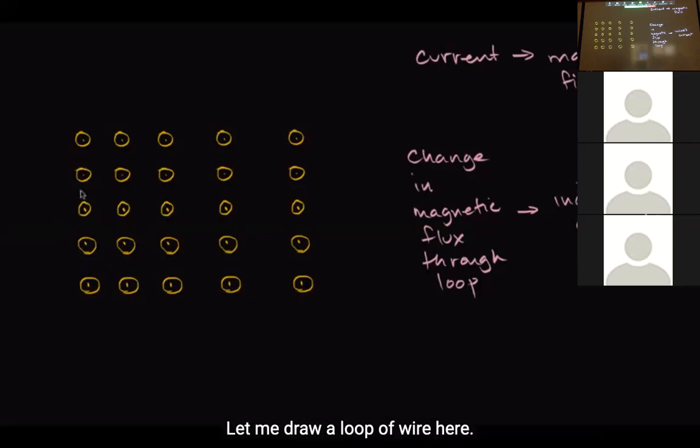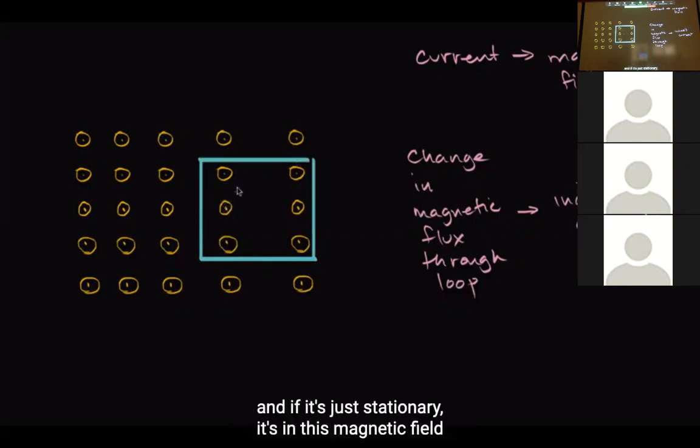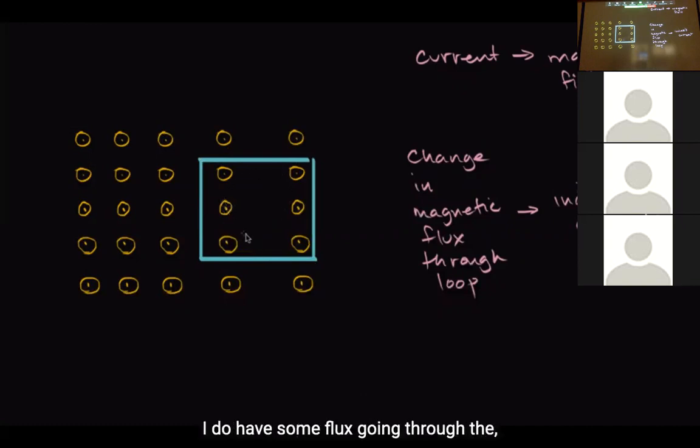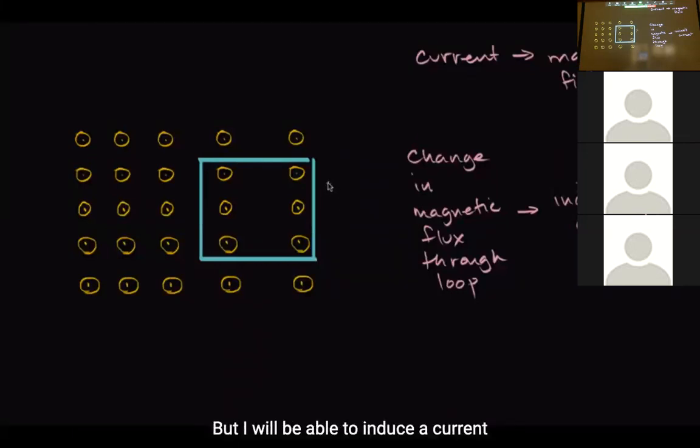But now let's do a loop of wire. Draw a loop of wire here. So let's say this is my loop of wire. If I just throw that loop of wire in, and if it's stationary in this magnetic field, and the magnetic field isn't changing, I do have some flux going through the surface defined by this wire. And if you're unfamiliar with the term magnetic flux, I encourage you to watch the video on magnetic flux. But if I just have this wire stationary in the magnetic field, nothing is going to happen.